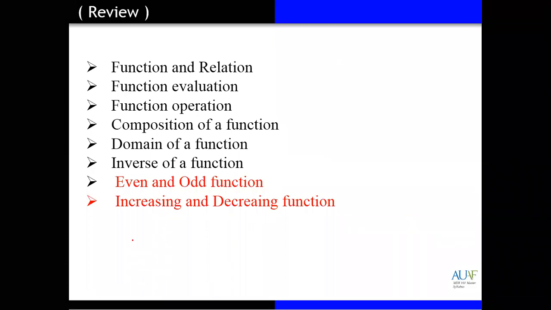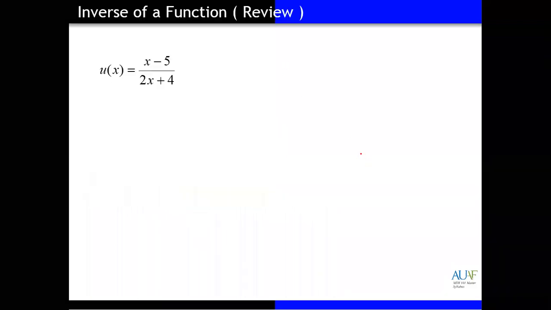So let me solve one question and we will discuss the domain, range and also inverse function. You can see this one. It was for your discussion. If you remember, u of x is equal to (x minus 5) divided by (2x plus 4). So how can we find the domain for this one, how can we find the range, and how to find the inverse of this function? So let's try. Okay, we will discuss. So first of all, what will be the domain of this function?